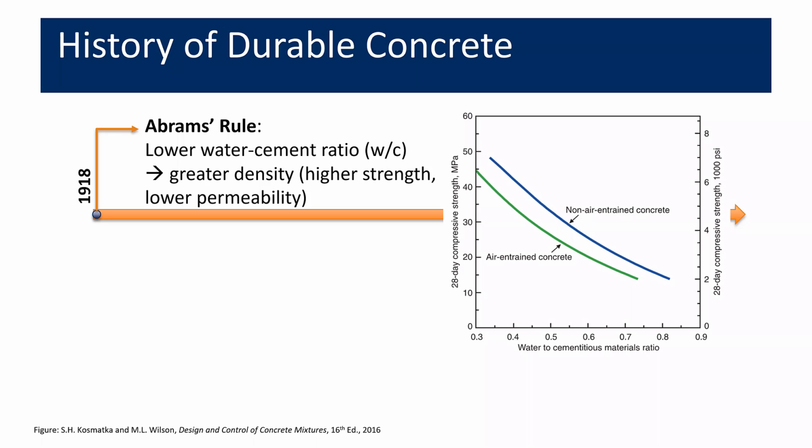So to start at the beginning, early last century, it was recognized that a low water cement ratio produces a dense concrete. And that greater density gives us higher strength and lower permeability, good things for concrete. But there's a consequence there, and the limitation is workability. If you don't have enough water, the concrete just doesn't flow.